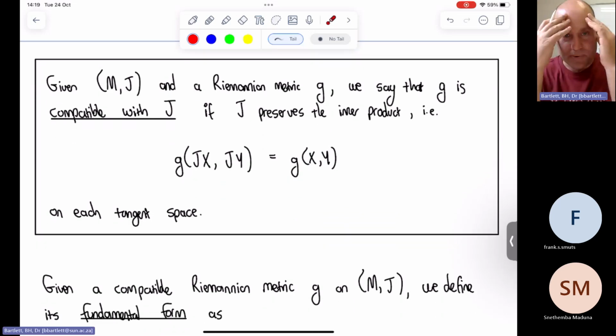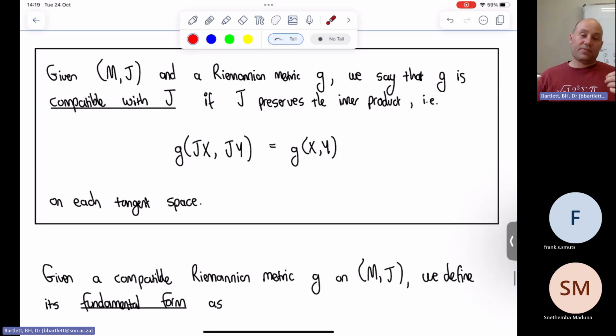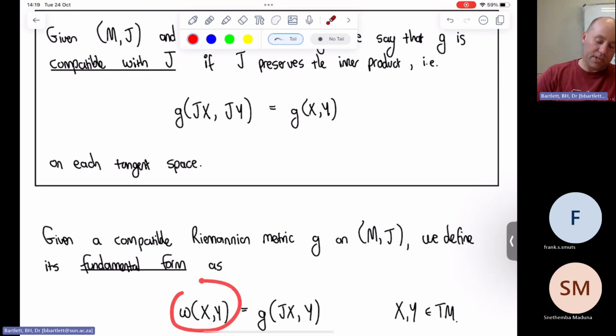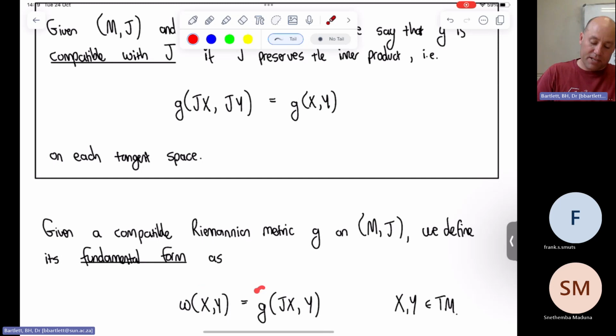And so if you've got that situation, so if you've got a compatible Riemannian metric on an almost complex or on a complex manifold M, then you can define the associated fundamental form of the metric as a certain 2 form. So it's a 2 form on the manifold. So a 2 form is something which eats up 2 tangent vectors and spits out a number. And the way the number is going to spit out is just going to be the metric applied to Jx, y.